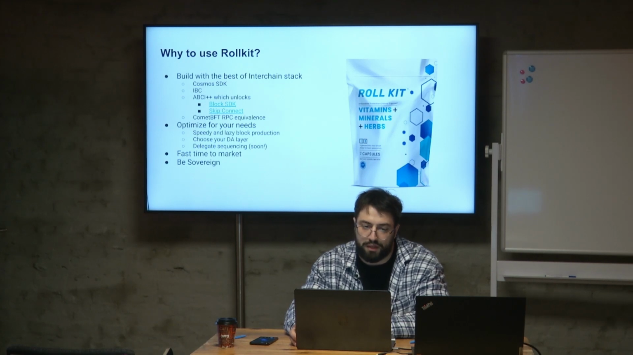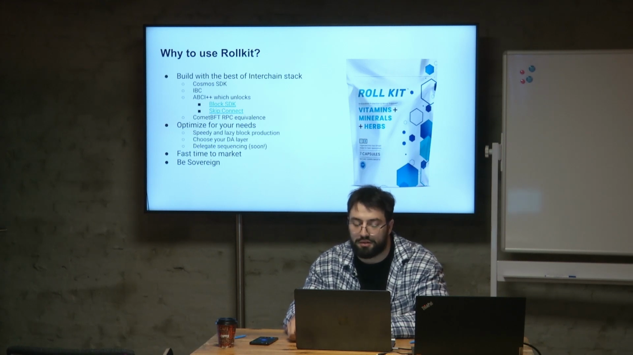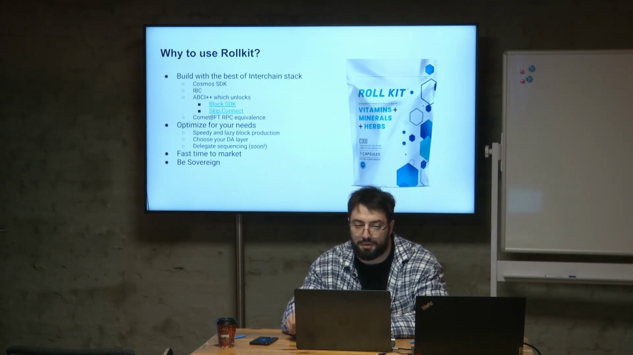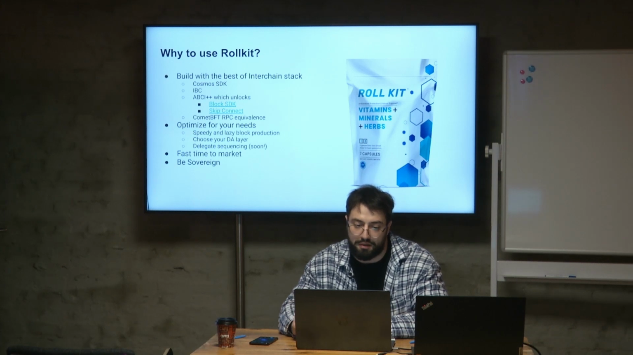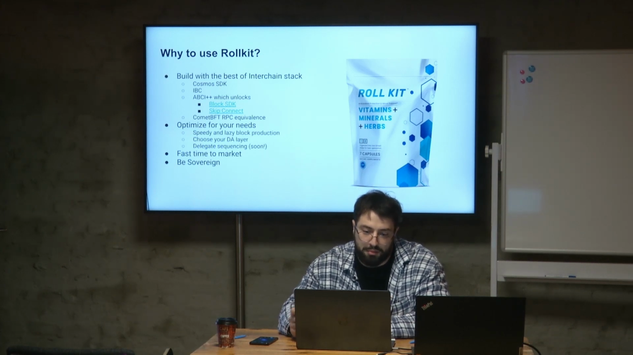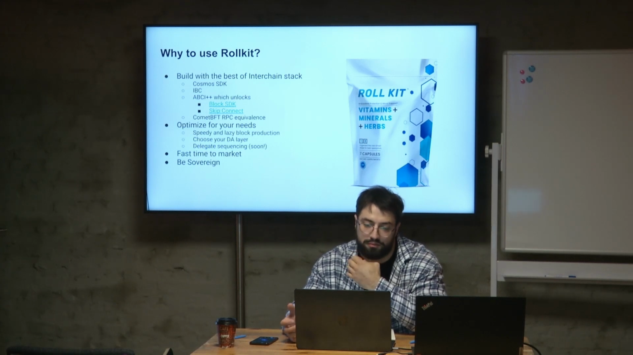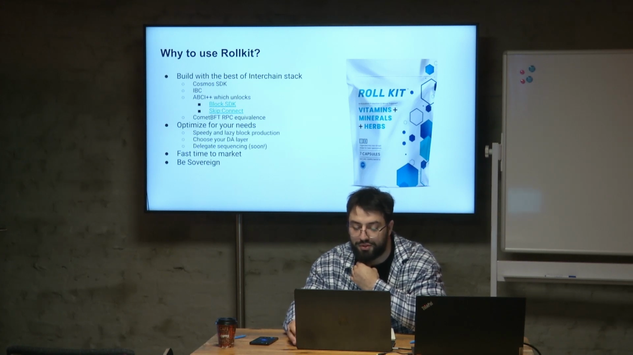And why do you use Rollkit, basically? As I said, it has the interchain stack, Cosmos SDK, IBC, and ABCI++ unlocks Block SDK and Connect built by Skip, which lets you implement stuff which was not possible with pure ABCI. And it's a CometBFT RPC equivalent, meaning that you can replace it back and forth if you want. So if you want to just give it a try, you can do it.